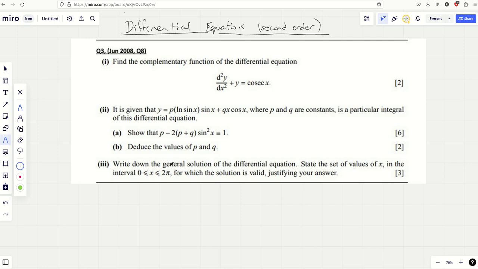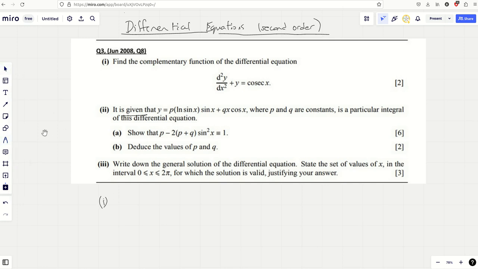I think students often feel like they've got to derive the particular integral by taking a guess at what the PI is likely to look like, differentiating it, differentiating again, and finding the values of lambda and mu. That's not always the case. In fact, more often than not, they give you the particular integral, and all you've got to do is plug it in to the differential equation to establish, well, this result, for example. Anyway, let's get on with this.